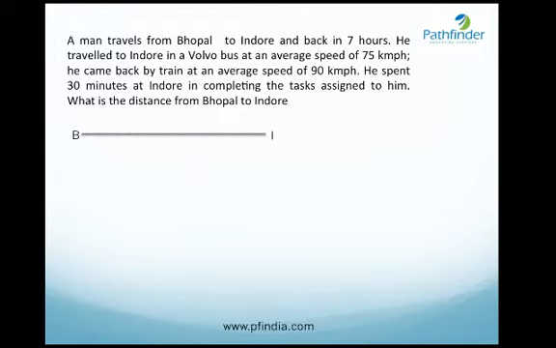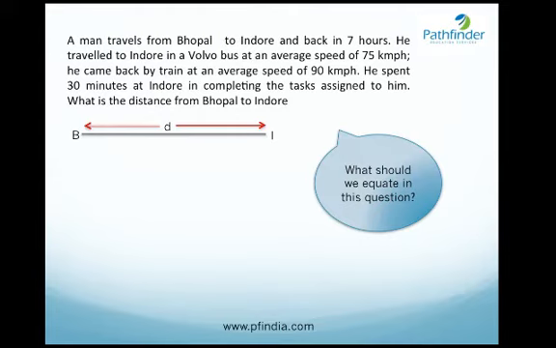So let us understand that by a schematic representation. We have B, that is Bhopal, and here we have I, that is Indore. And since the distance between Bhopal and Indore is not known to us, we assume the distance to be D. Now, what should you equate from the given information in this question?